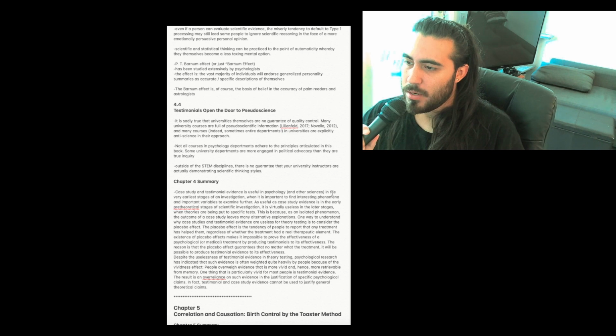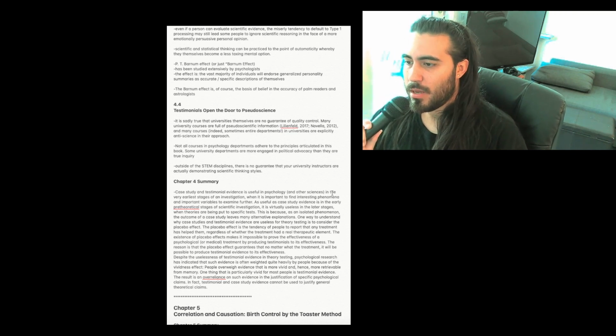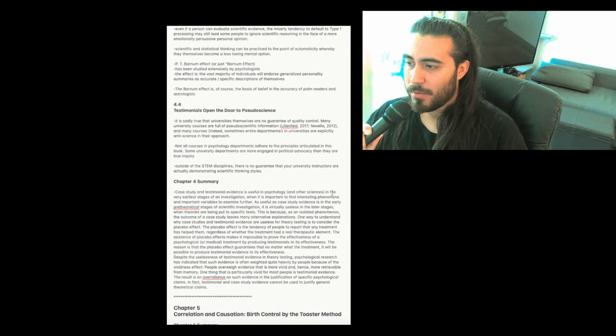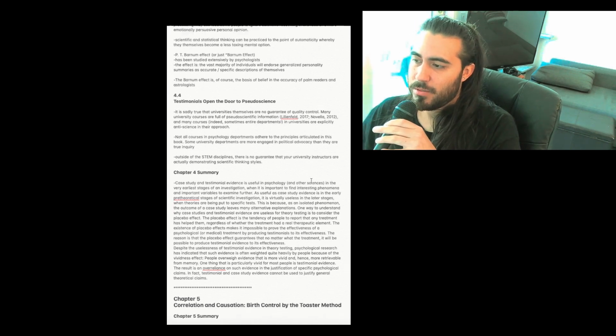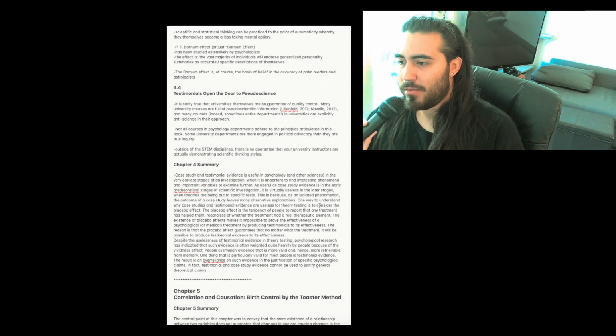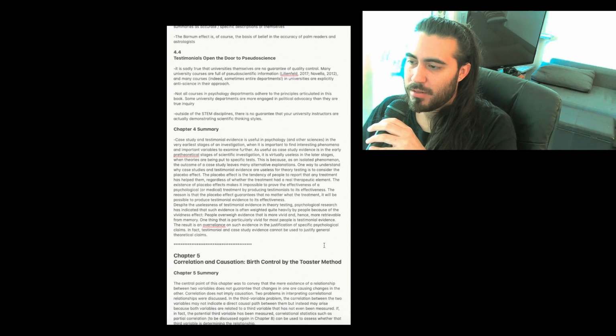Section 4.4. Testimonials open the door to pseudoscience. It is sadly true that universities themselves are no guarantee of quality control. Many university courses are full of pseudoscientific information, and many courses, indeed sometimes entire departments and universities, are explicitly anti-science in their approach. Not all courses in psychology departments adhere to the principles articulated in this book. Some university departments are more engaged in political advocacy than they are in true inquiry. Outside of the STEM disciplines, there is no guarantee that your university instructors are actually demonstrating scientific thinking styles.